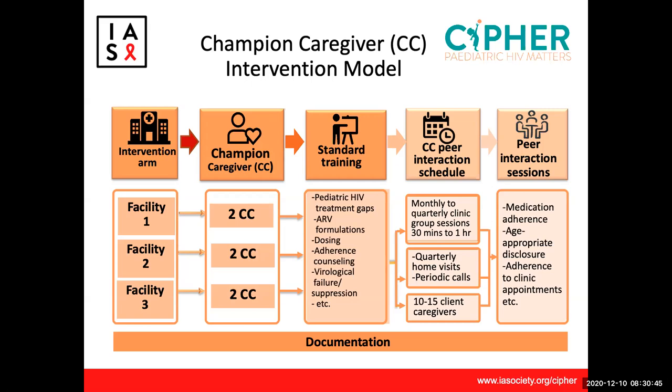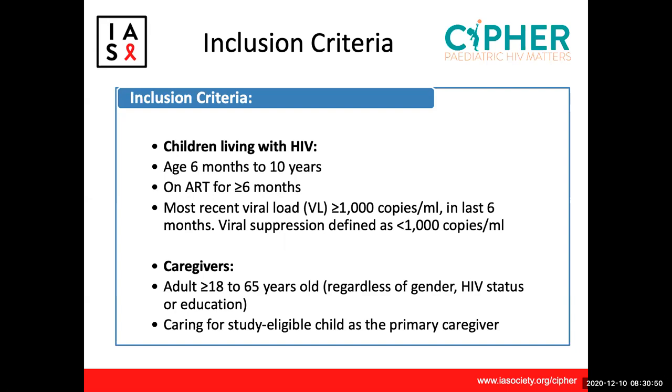So to be included in the study are children living with HIV between the ages of 6 months and 10 years, and they should be on treatment for greater than 6 months. And these are children who have an unsuppressed viral load within the last 6 months, with an unsuppressed viral load of greater than or equal to 1,000 copies per mil, per our national guideline in Nigeria.